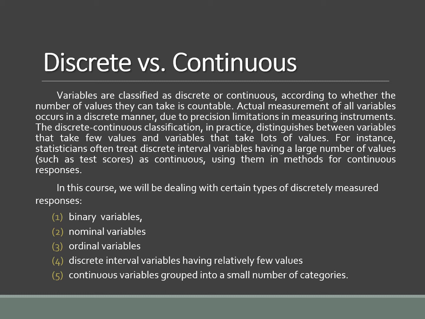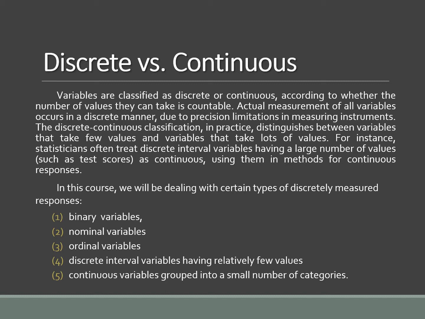If you have a variable that is characterized by integers, it is not necessarily covered by the lessons that we will be discussing, because in this course we will be dealing with certain types of discretely measured responses. The first one is a binary variable, meaning it takes only two values.